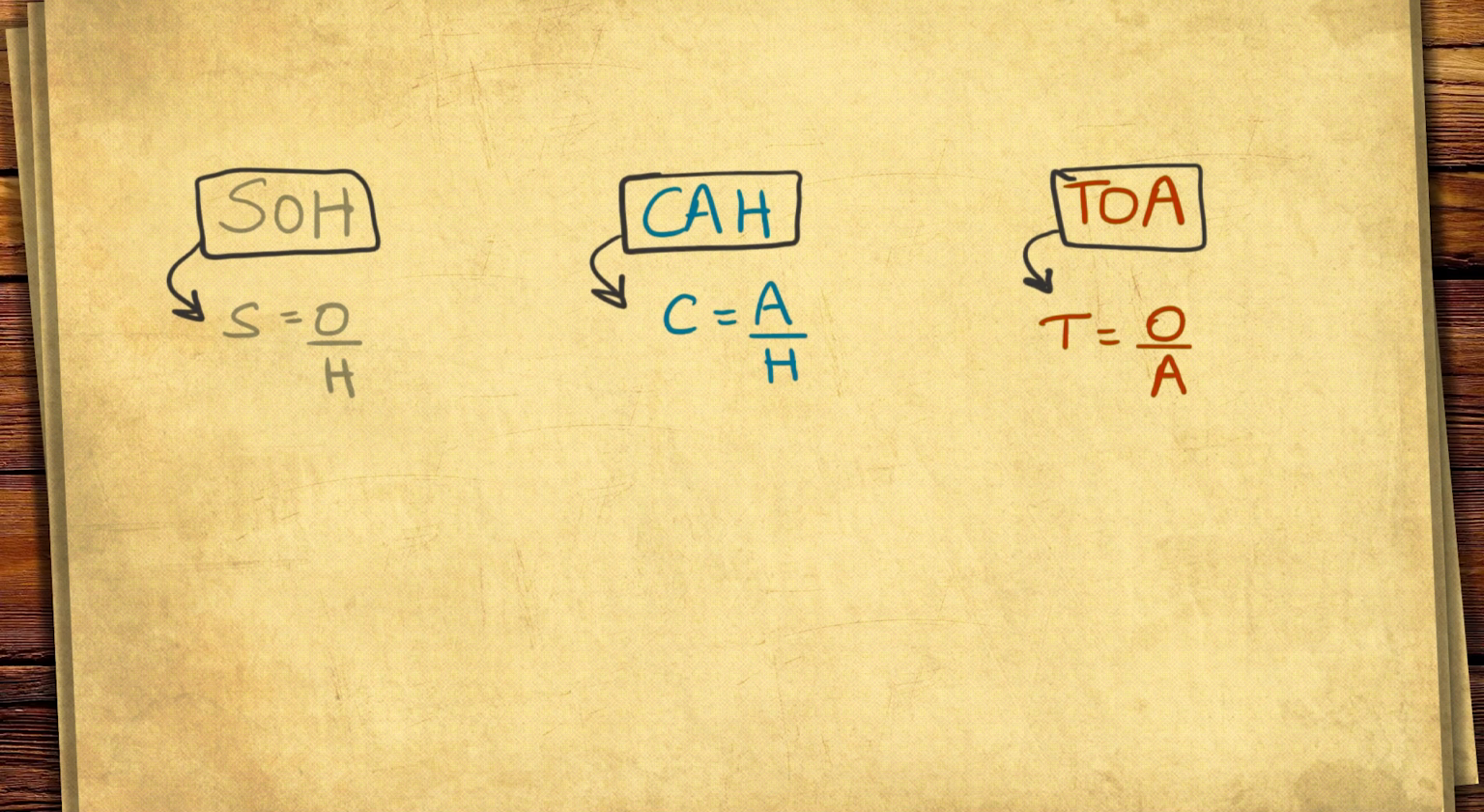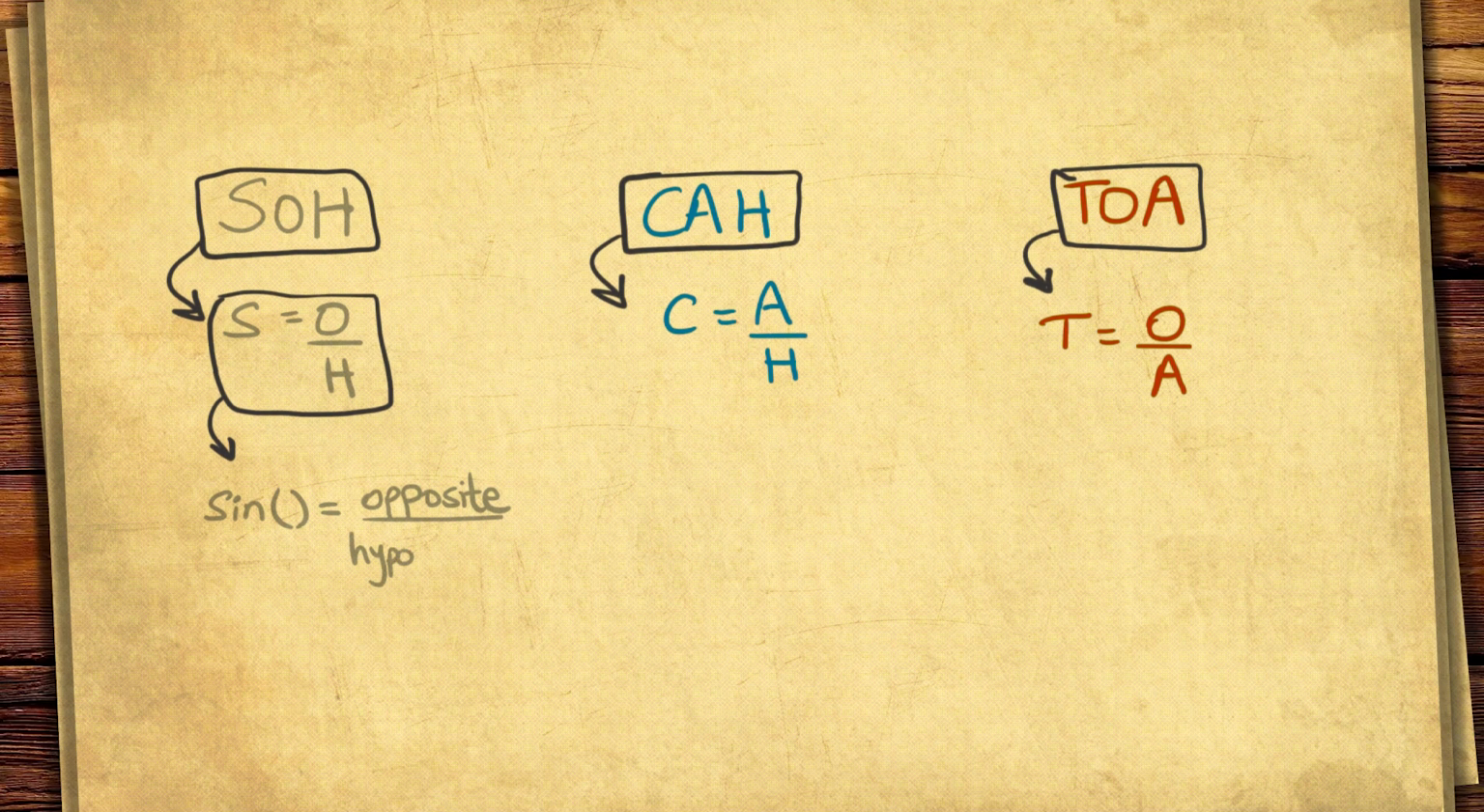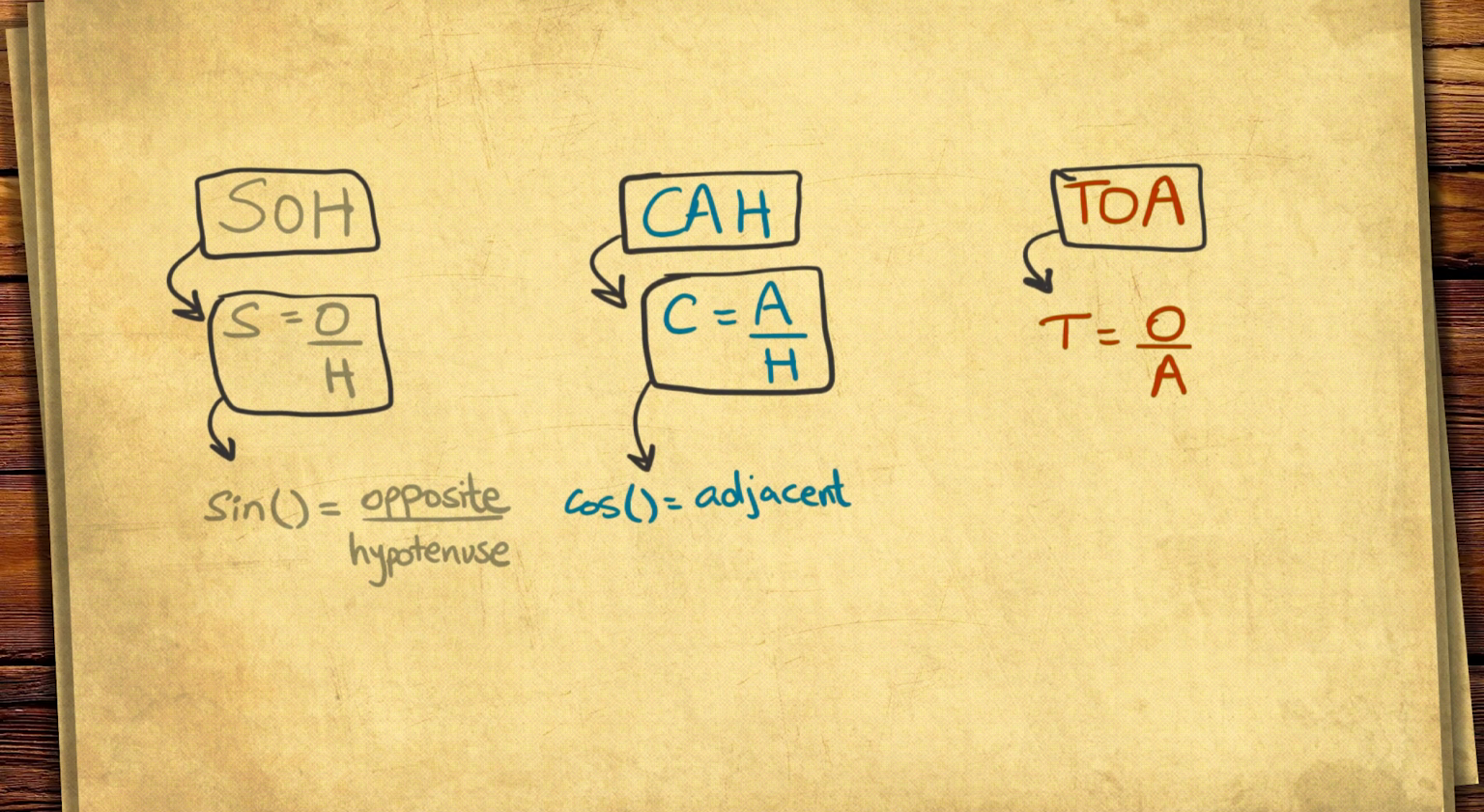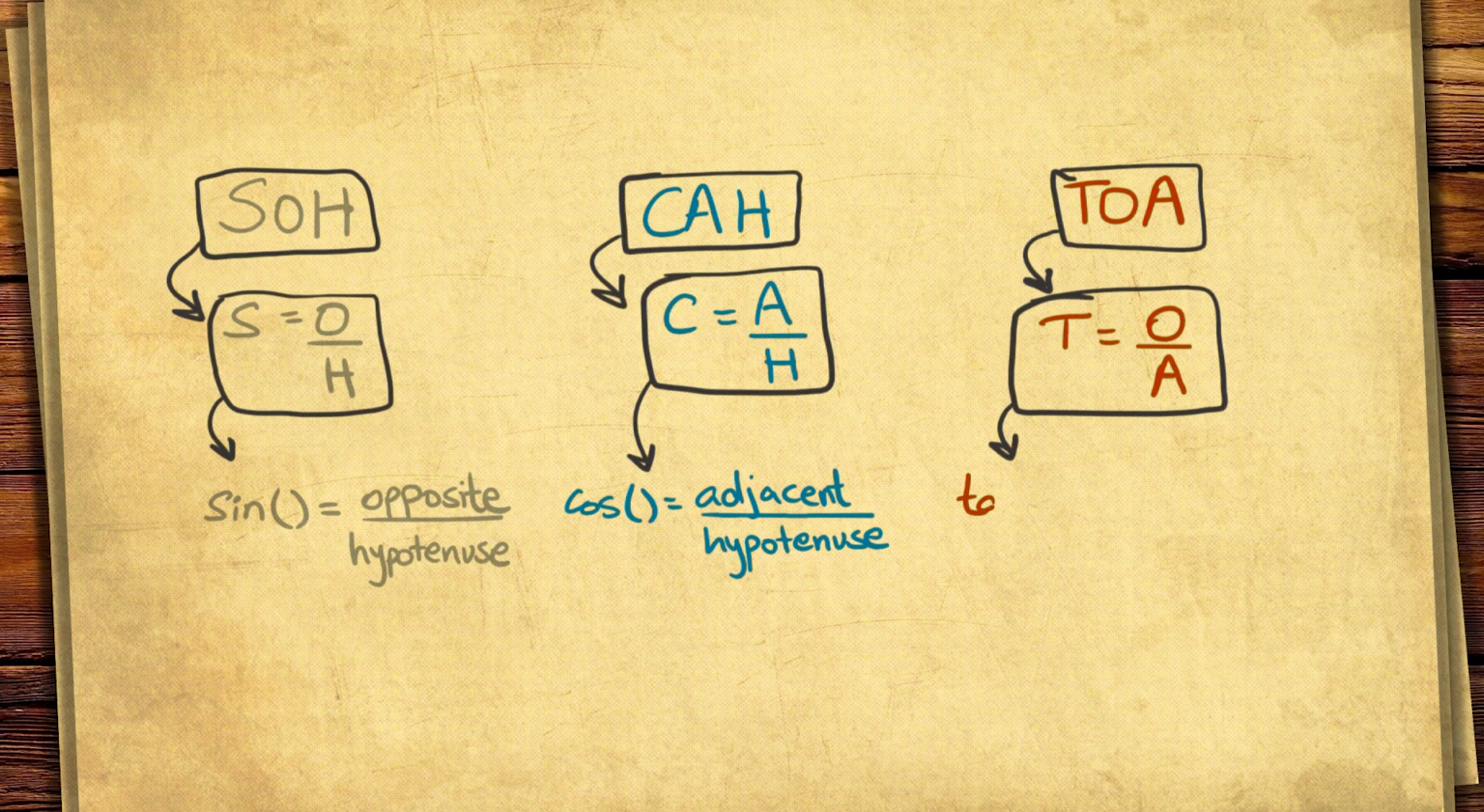And that means sine of any angle is equal to opposite divided by hypotenuse. Cos of any angle is equal to adjacent divided by hypotenuse. And tan of any angle is equal to opposite divided by adjacent. Now that is the purpose of SOHCAHTOA. Now let's use SOHCAHTOA to apply sine, cos and tan.